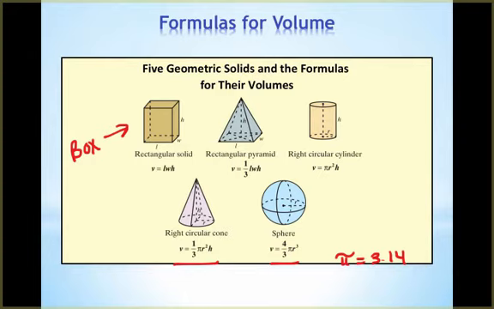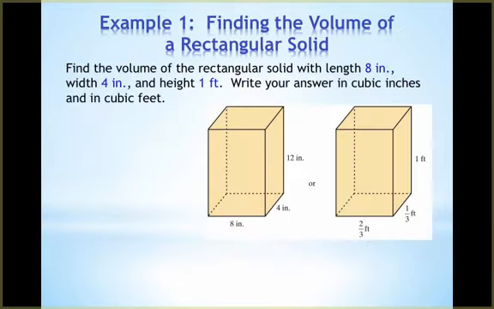So if you'll notice, these formulas are related to each other. The rectangular pyramid and the rectangular solid are the same formula, other than the rectangular pyramid, you do 1/3 of the length times width times height. And the same thing is true for the cylinder and the cone. They both use pi r squared h, but to find the volume of the cone, you do 1/3.